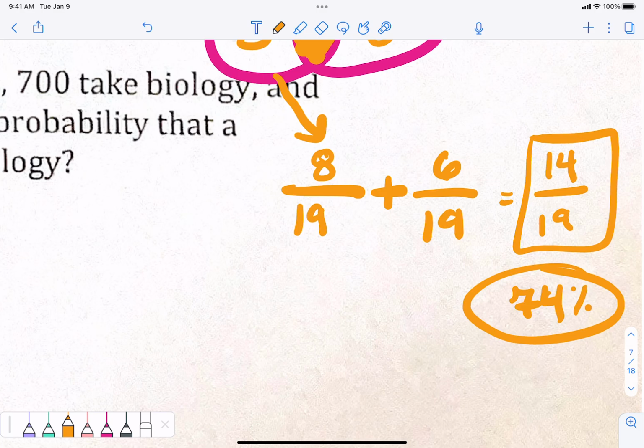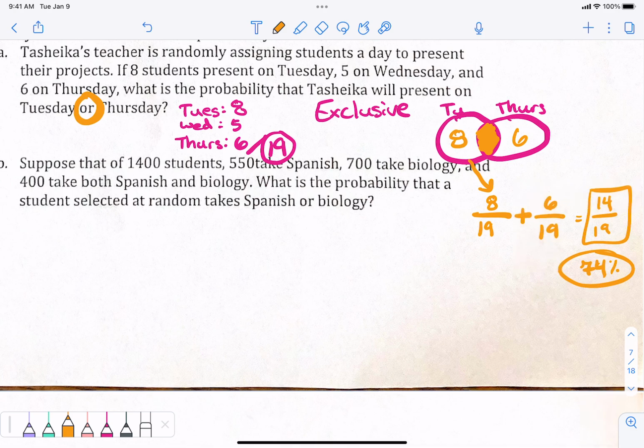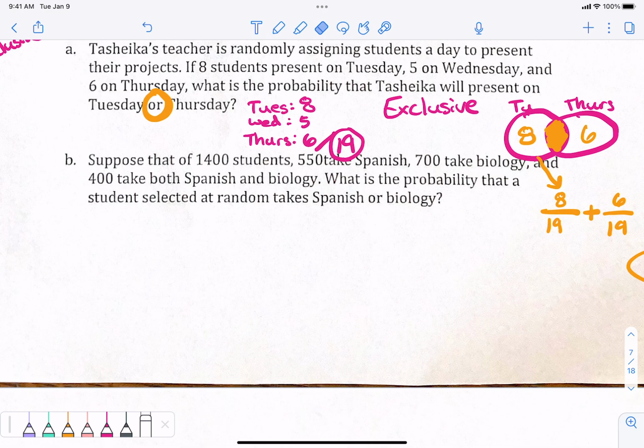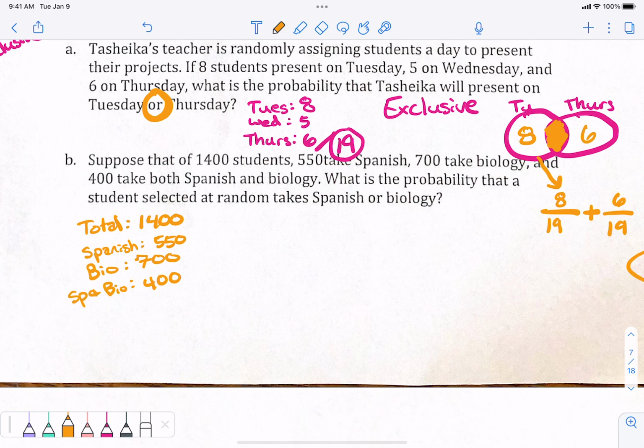Okay. Now for part B, there's a lot of information they give me. Whew, okay. All right. Suppose that of the 1,400 students, that's the total number of students that we have. I'm going to write that down. Total number of students is 1,400. Okay. 550 of them take Spanish. 550. Okay. 700 of them take biology. And 400 are in both of those classes. So Spanish and biology. Okay?